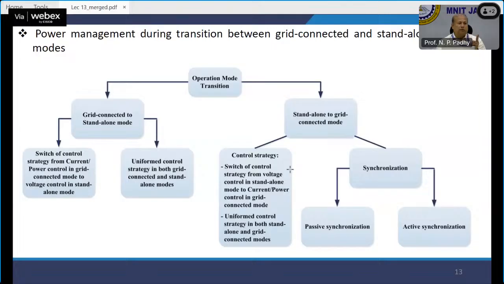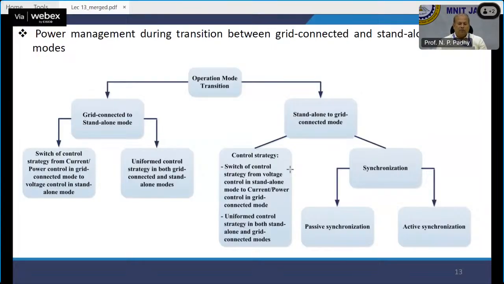Now, operation mode could be of two types. Grid connected to standalone mode, meaning the microgrid is grid connected and suddenly switches to standalone. Or it was standalone and moves to grid connected mode. So these are the two modes of operation. The first one, when it is moving to a standalone mode, you switch the control strategy from current or power control in grid connected mode to voltage control in standalone mode. Okay, so power mode to voltage mode in standalone. Now, a uniform control strategy in both grid connected and standalone mode.